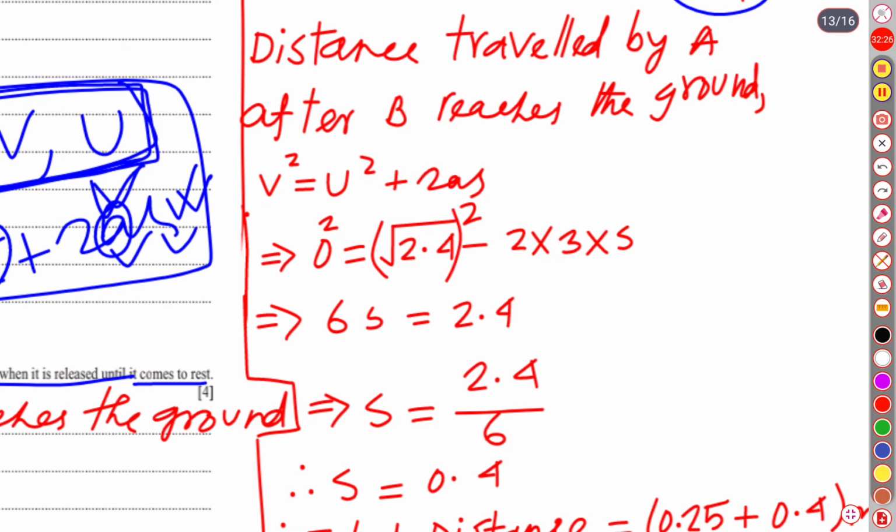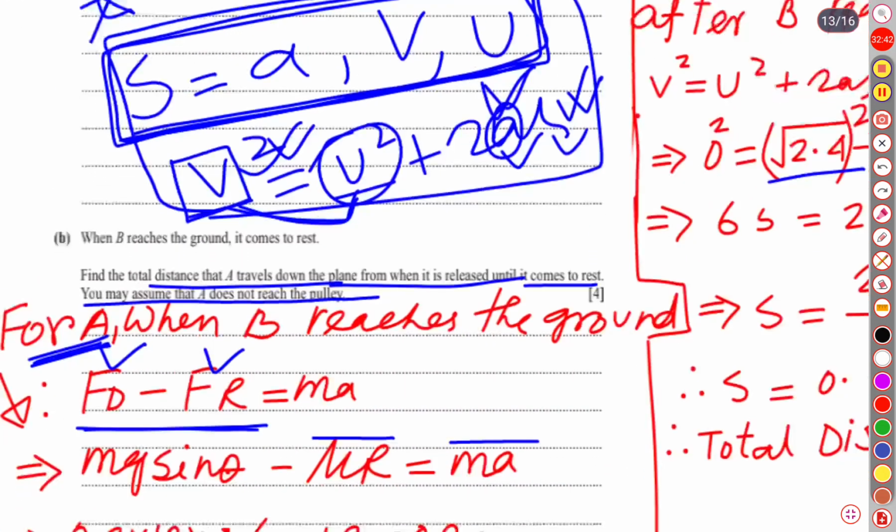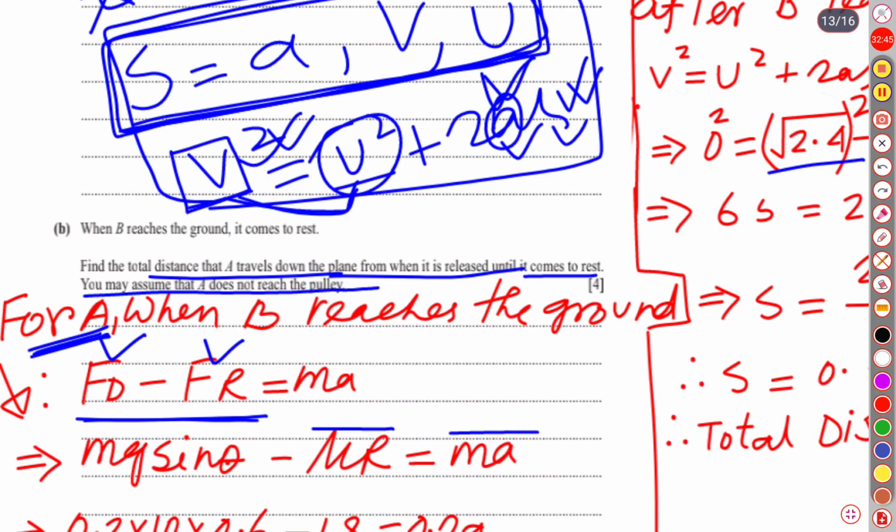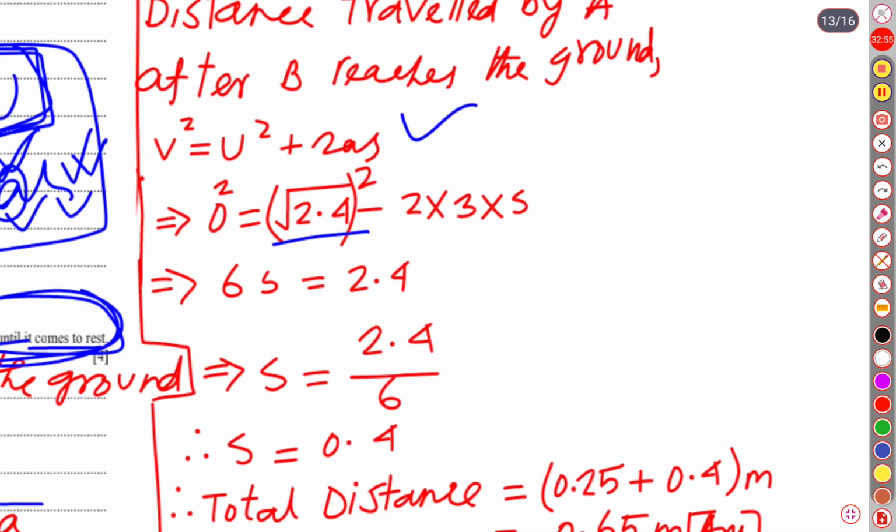So the same concept, the Subert formula, v squared is equal to u squared plus 2as, and the final velocity is actually 0. Once again the initial velocity was square root over 2.4, but the final velocity is 0. I can show you. It is written: when it is released, I mean A, until it comes to rest. So the particle has come to rest at the final stage. That's why the final velocity is 0.